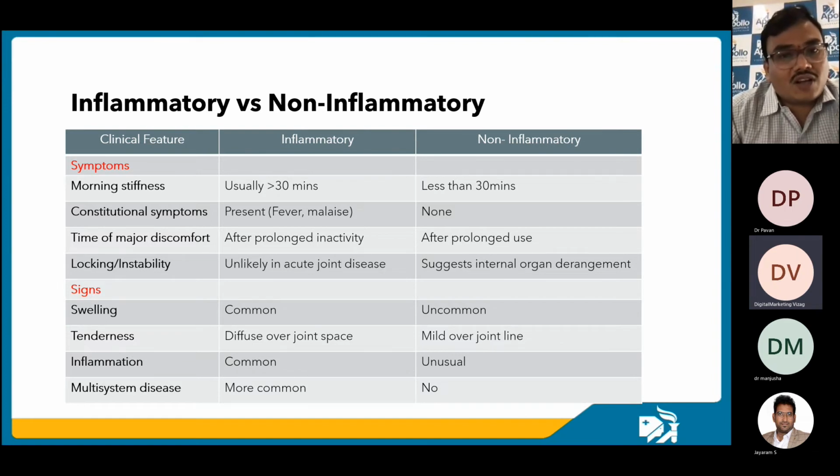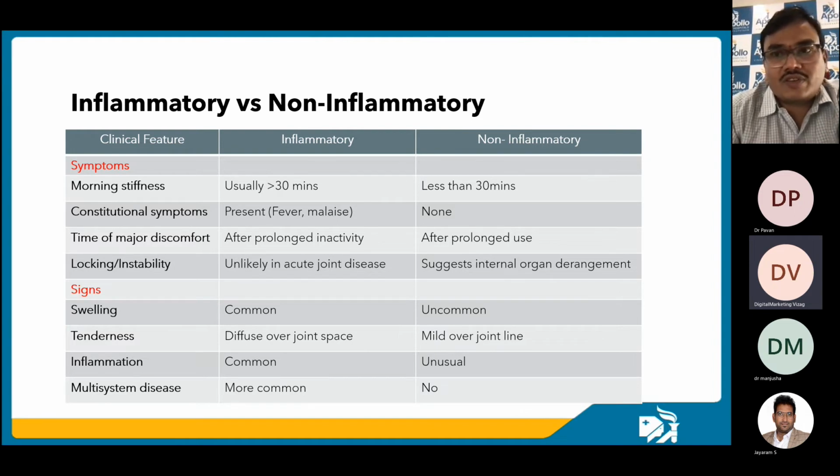Whereas in case of a rheumatoid arthritis patient, he tells pain predominantly in the early morning after getting up from sleep, which is a prolonged inactivity. And locking and instability, which is a predominant feature of non-inflammatory arthritis, but is not seen in case of inflammatory arthritis. On examination, we can see signs of inflammation in case of inflammatory arthritis, but not in case of non-inflammatory arthritis. Tenderness and signs of inflammation and multisystem disease are usually seen in inflammatory arthritis, but not in case of non-inflammatory arthritis.